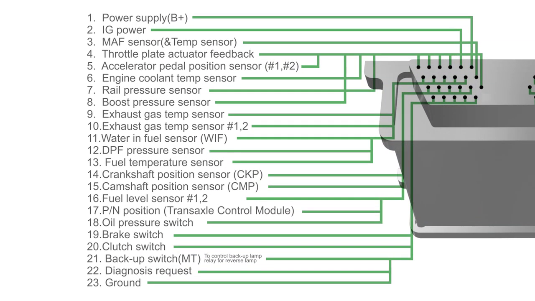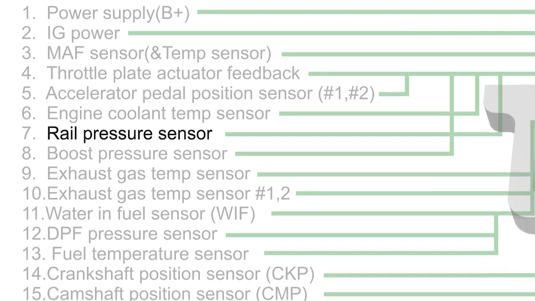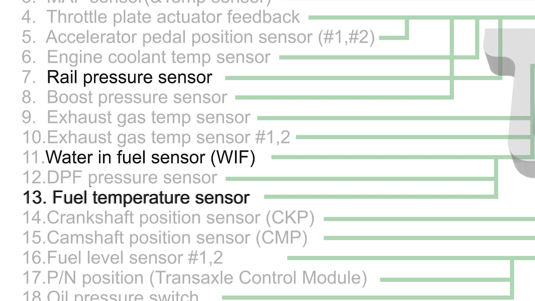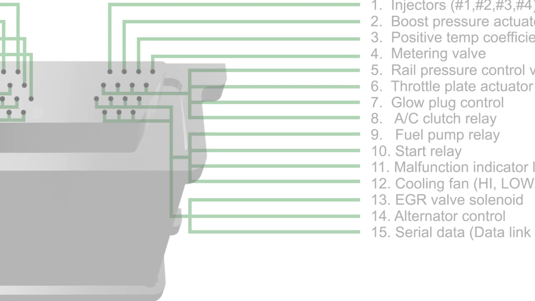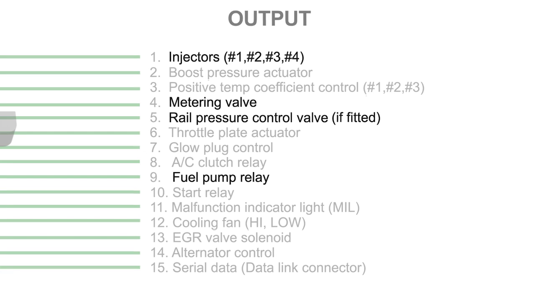The signals that apply to the fuel system are rail pressure sensor, fuel temperature sensor, water in fuel sensor, and fuel level sensor. And on the control side, there is the injectors, metering or suction control valve, rail pressure control valve, and the fuel pump control.